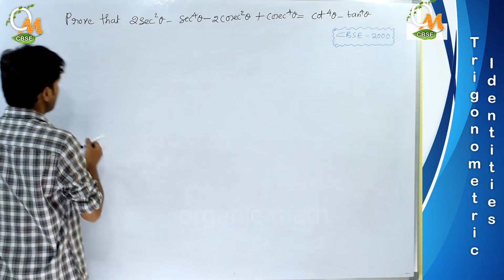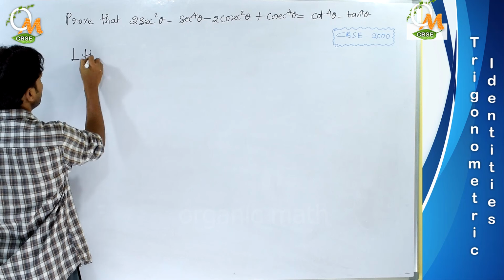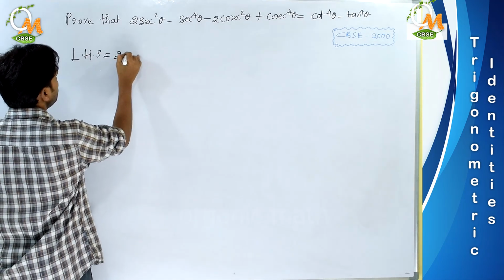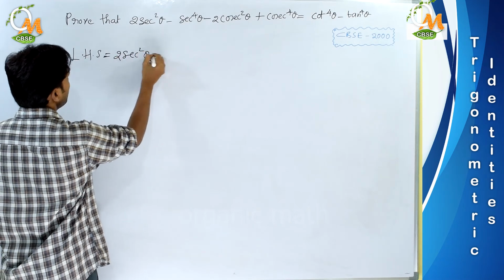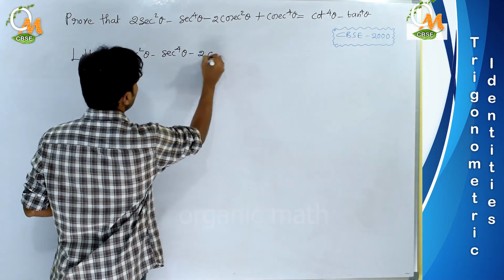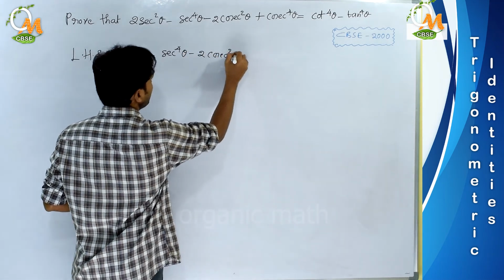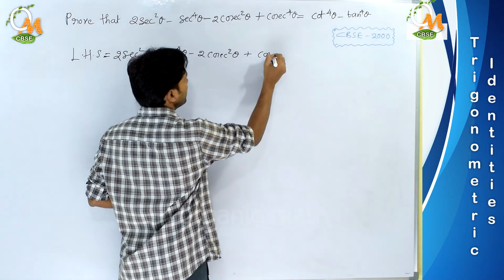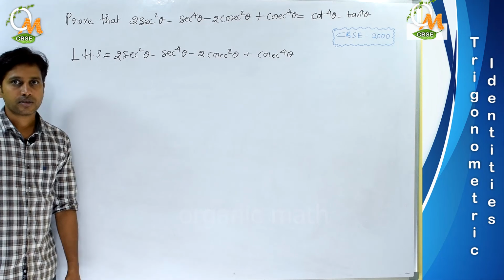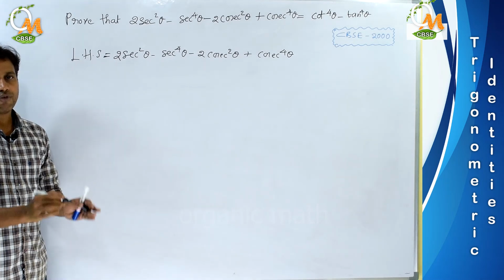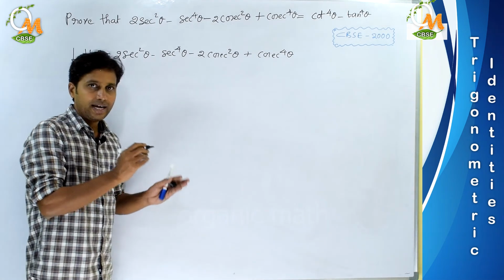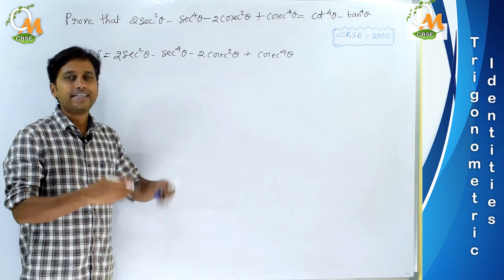Just see what happens. LHS. LHS part would be what? 2 sec²θ − sec⁴θ − 2 cosec²θ + cosec⁴θ. We took it like this. Now for my convenience, again I want to group the terms for adjusting into some identities.